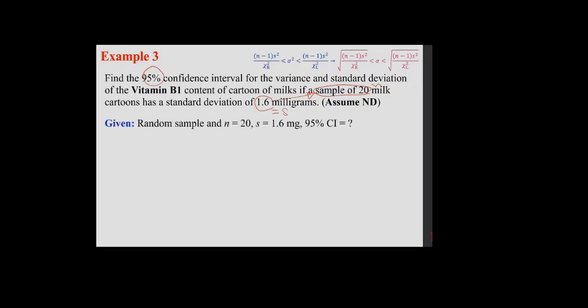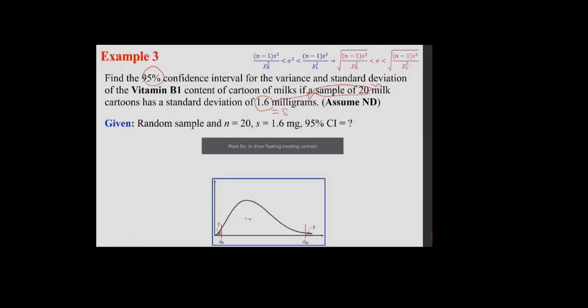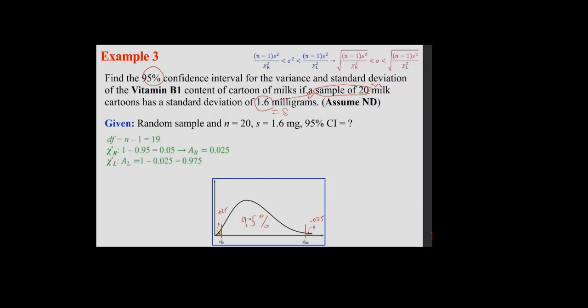Finding chi-squared values. We want a 95% confidence interval. That means 5% divided by 2 for each tail. So this is 0.025, this is 0.025. All right, so here's the given, degrees of freedom, n minus 1, is 19. We should be able to come up with chi-squared of the right and chi-squared of the left. So for chi-squared of the right is 0.05 divided by 2. So area to the right is 0.025. For chi-squared of the left is 1 minus 0.025. So those are the values that we have, and therefore we can read them from the table.